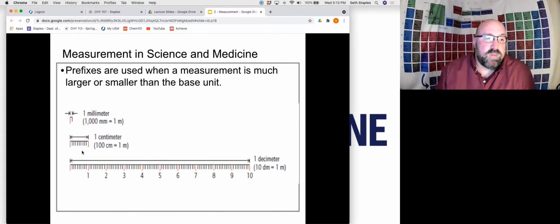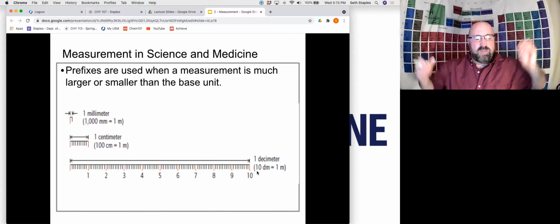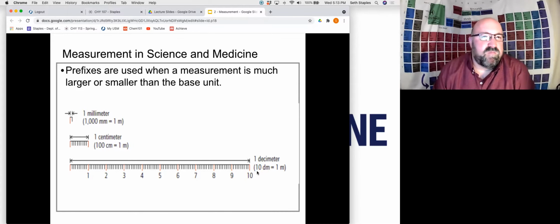A decimeter is 1/10th of a meter. A meter, by the way, for reference, is about a yard. It's a little bit off, but just about 3 feet. And a decimeter is 1/10th of that. There are 10 decimeters in 1 meter.